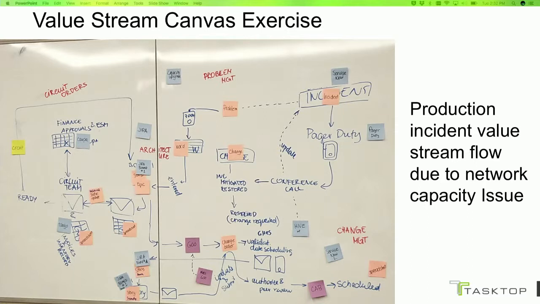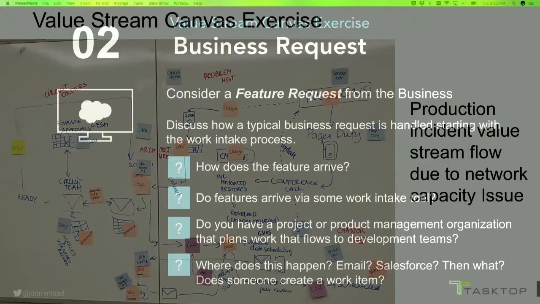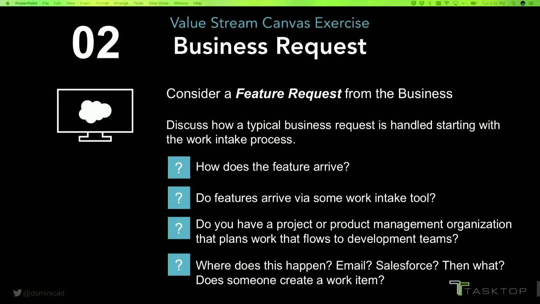And so that's just one piece of this exercise. It's the front end, or actually, I call it the front end, but most people look at that as the back end. The other side of it is, let's do the same thing, but from a business request perspective. How does that feature arrive? Do they arrive via some intake tool? Is there a big PMO, program management office, that's in control of that? And what tools are they using?